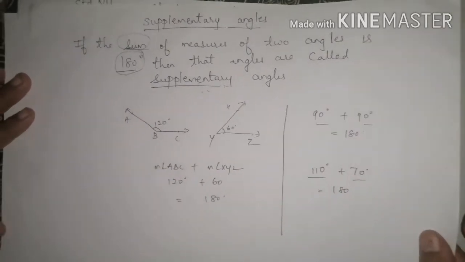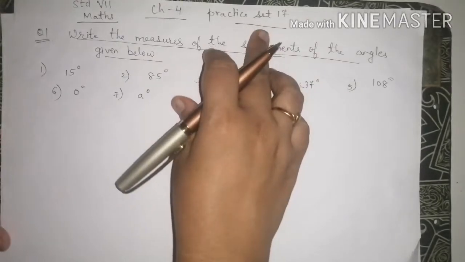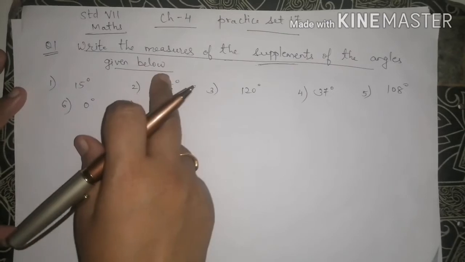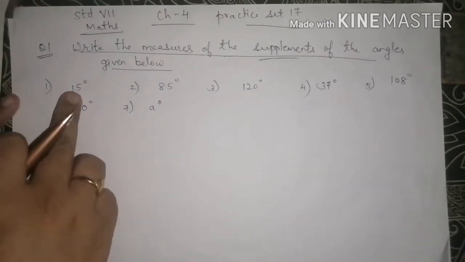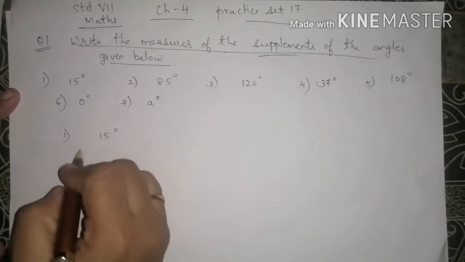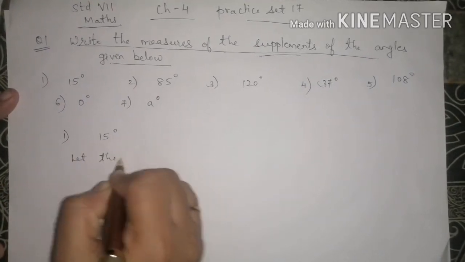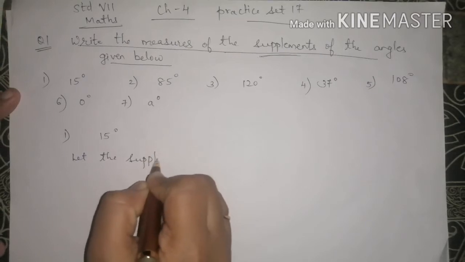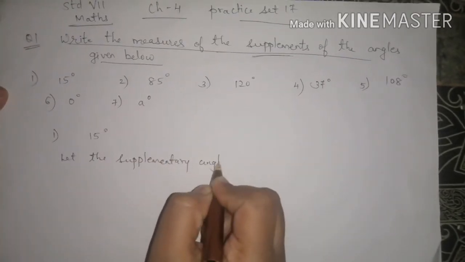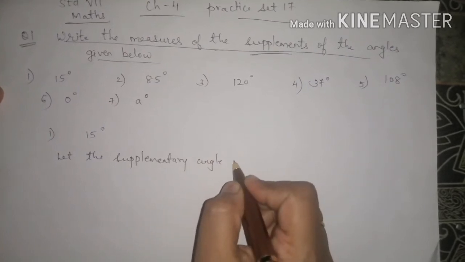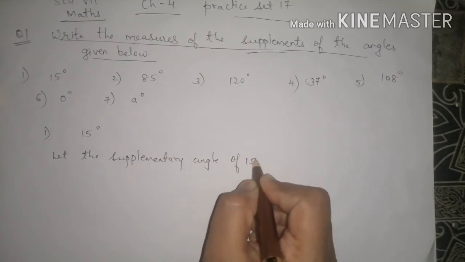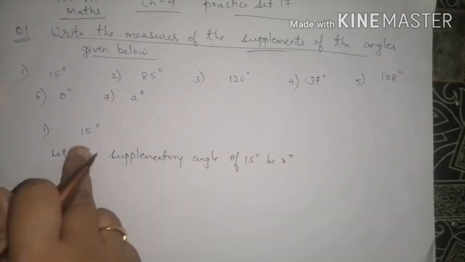So let us start with the exercise, practice set 17. See question number 1. Write the measures of the supplements of the angles given below. See, the first one is 15 degrees. As we have done in complementary, the same steps we will write. Let the supplementary angle of 15 degrees be x degrees.